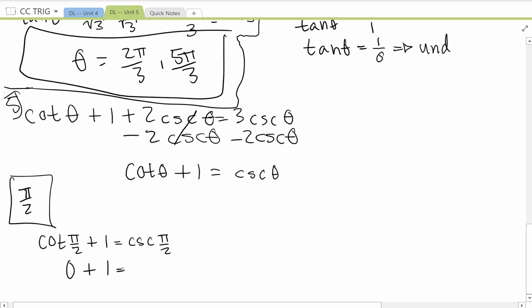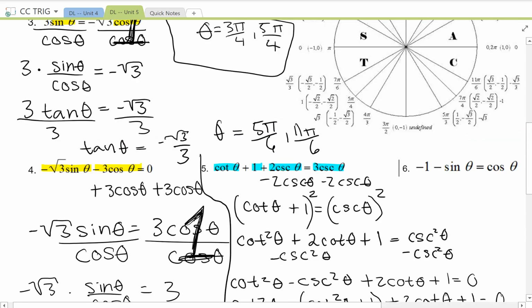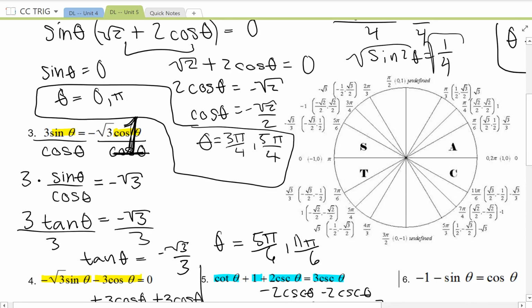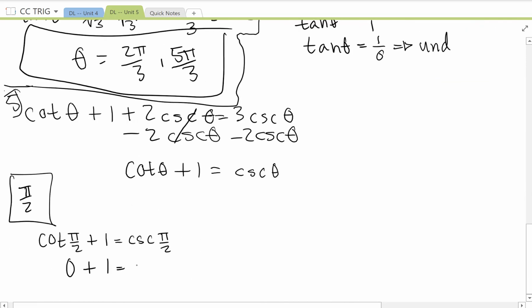What is cosecant of pi halves? Cosecant corresponds with sine. It's the reciprocal function for sine. So let's go to the y value at pi halves. And that's 1. What's the reciprocal of 1? 1. Does 0 plus 1 equal 1? Yes. So pi halves is an actual solution.